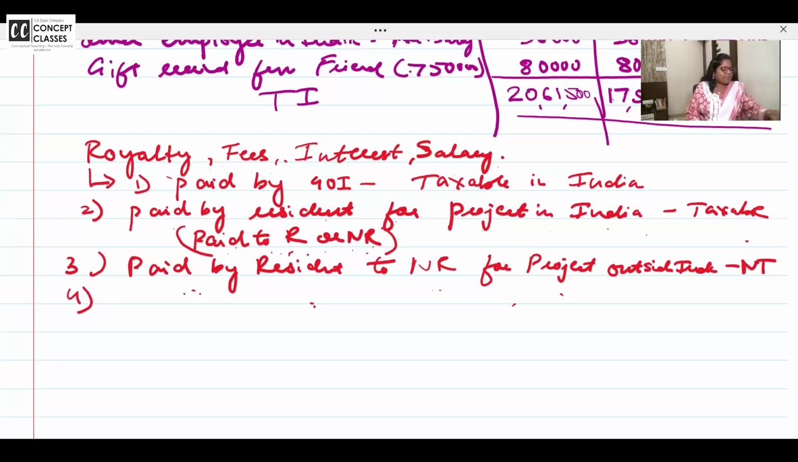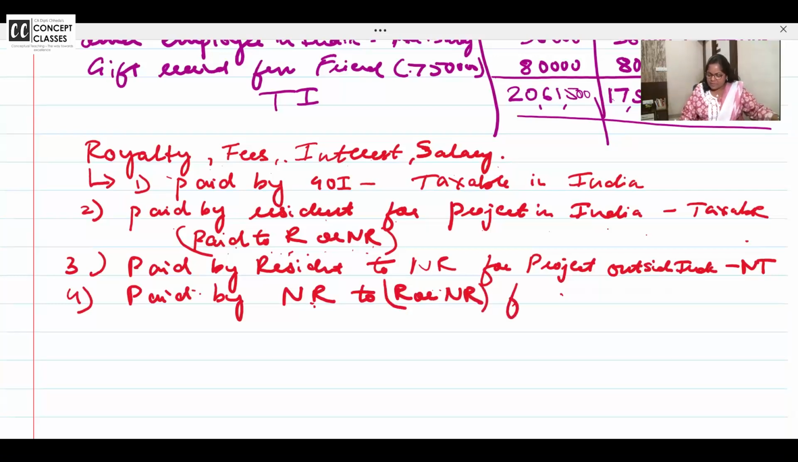And now the next one, paid by non-resident. Paid by non-resident to resident or non-resident for a project in India, absolutely taxable. Now who is the payer? Non-resident. He is paying to a resident, or one non-resident is paying to another non-resident. But where is the project? In India. Very well, it is taxable.